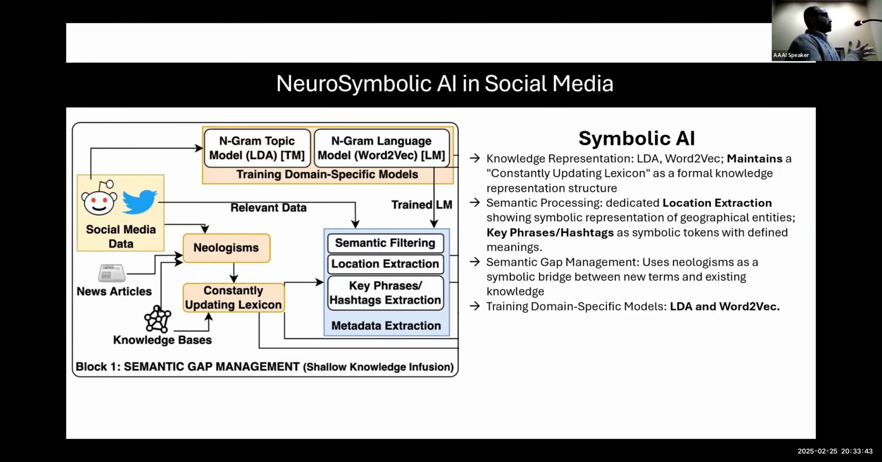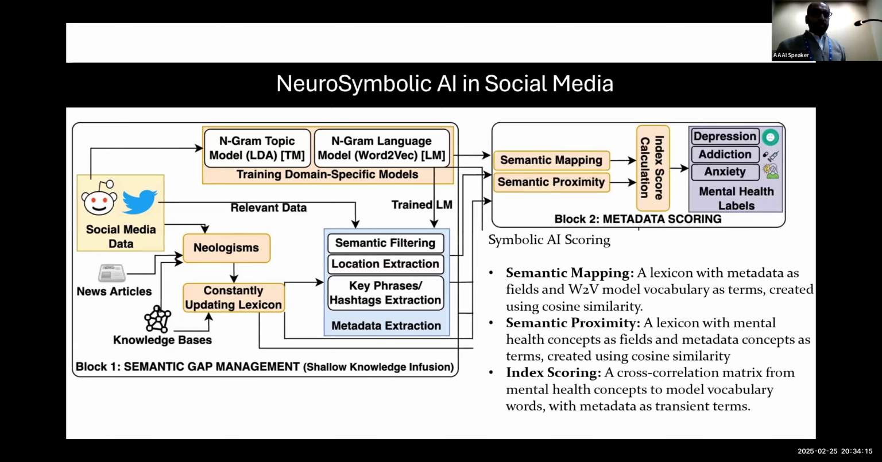So for the symbolic piece, we created a lexicon, as shown in this figure, where we show how this social media information can be understood better with LDA and word2vec, and also by constructing a lexicon of those words and how those can be represented in the embedding spaces. So let's move forward and see how these things translate into the neural spaces.